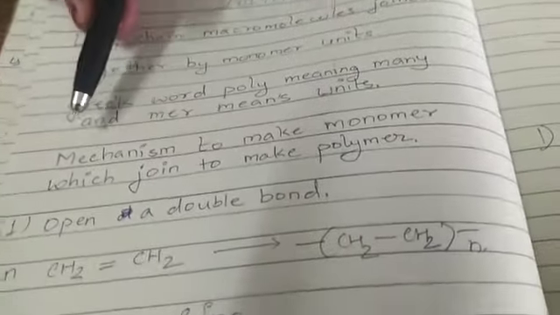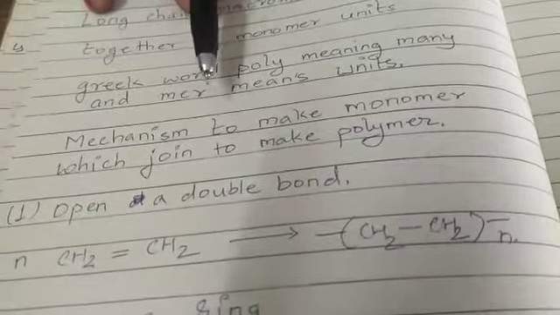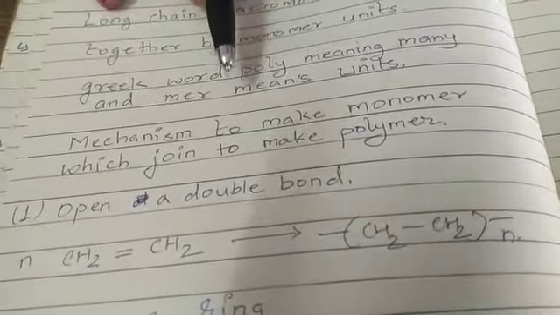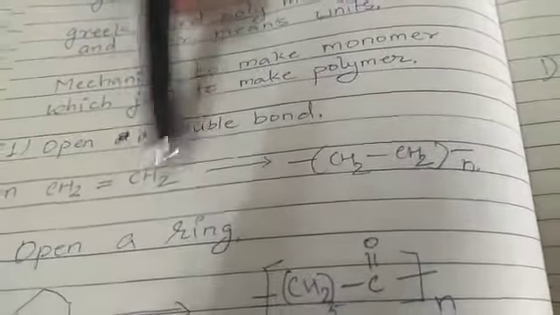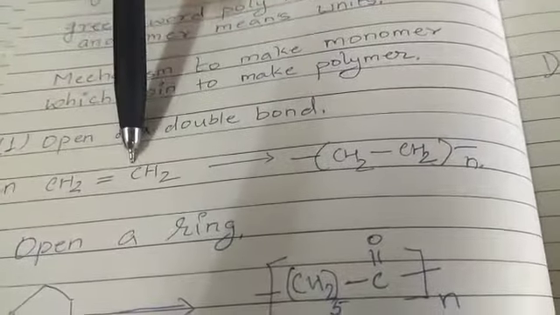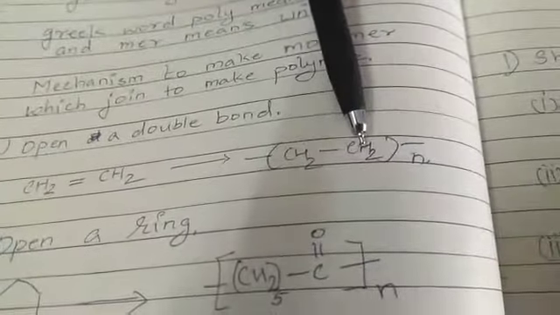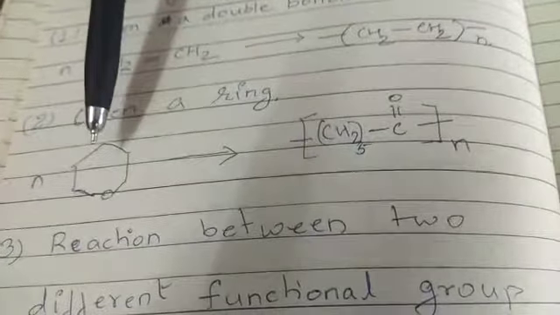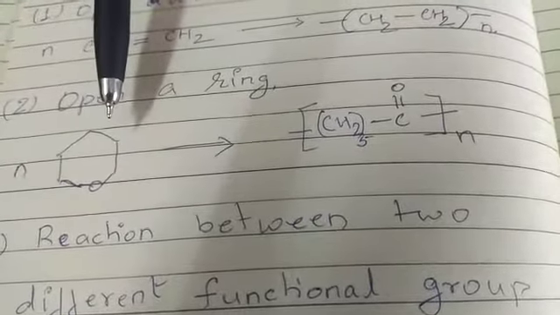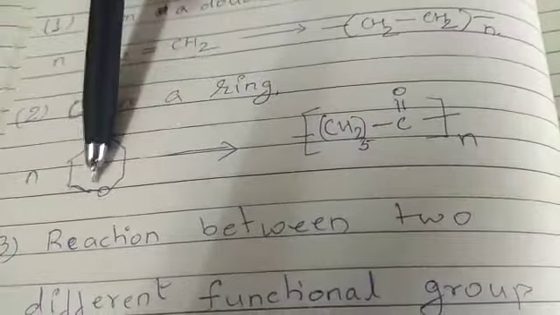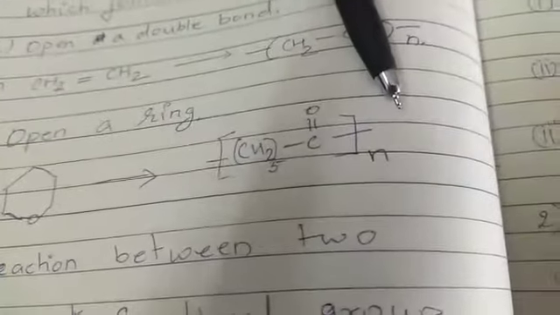Next, we go on to the mechanism of formation of a polymer, how a polymer is being formed. It is formed in three different ways. First is by opening a double bond, that is, you can see here CH2 double bond CH2 and you get a straight monomer. The next one is by opening a ring. By providing a small amount of energy, this ring breaks and you get a straight monomer.